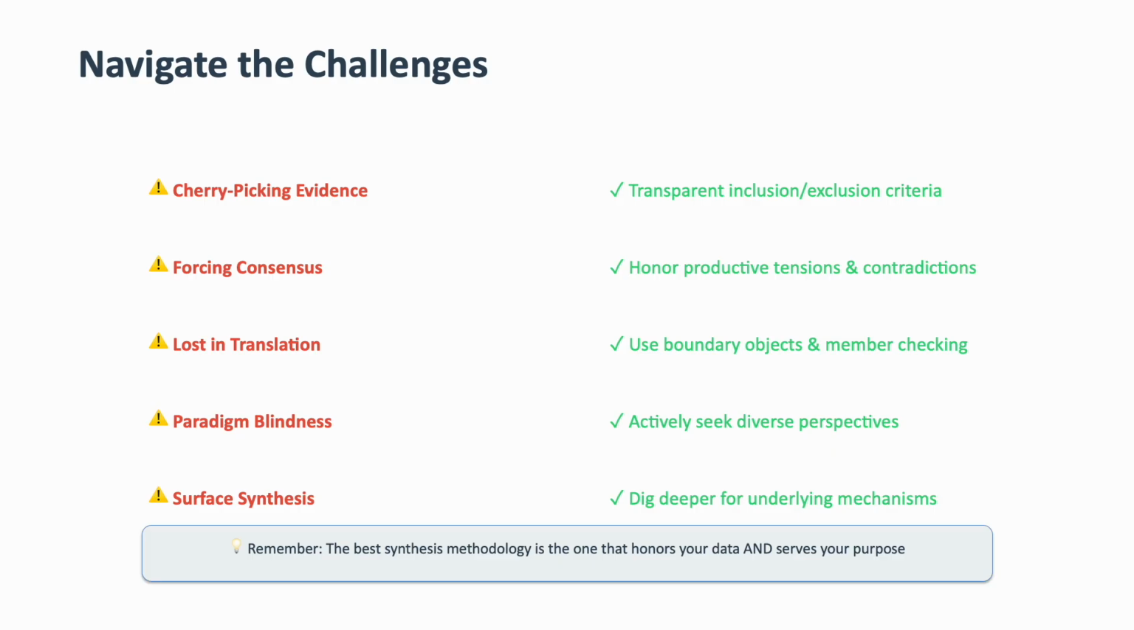Avoid cherry-picking evidence by using transparent inclusion criteria. Don't force consensus. Honor productive tensions and contradictions. Prevent getting lost in translation by using boundary objects and member checking. Combat paradigm blindness by actively seeking diverse perspectives. Avoid surface synthesis by digging deeper for underlying mechanisms. Remember, the best synthesis methodology honors your data and serves your purpose.